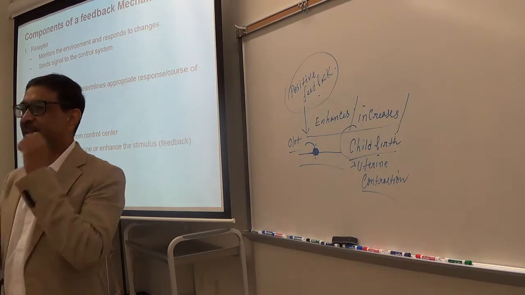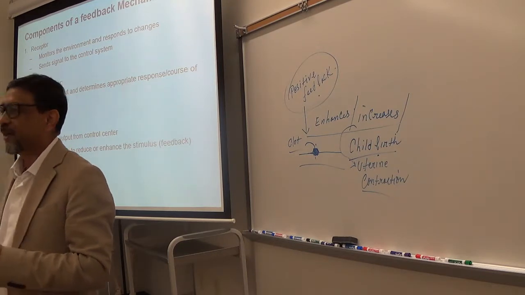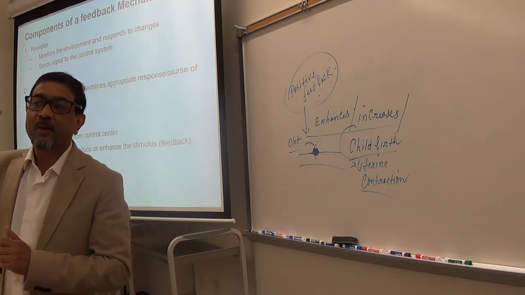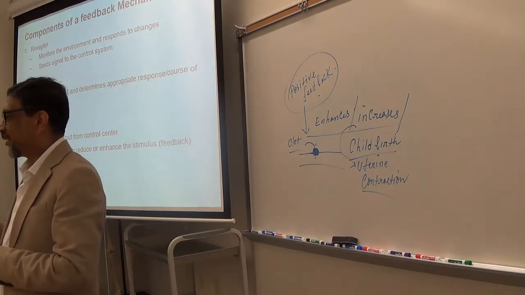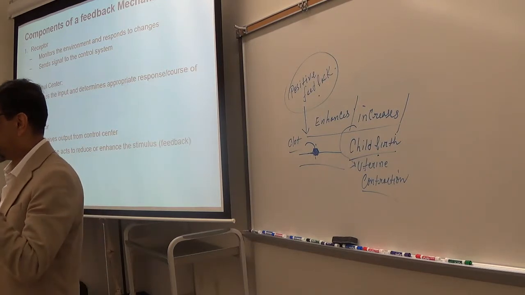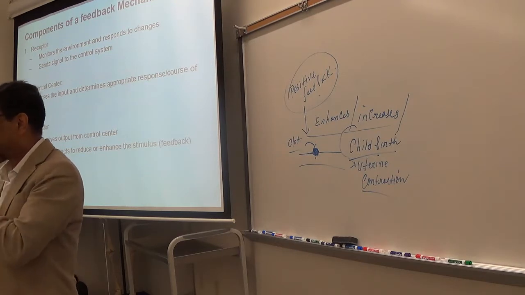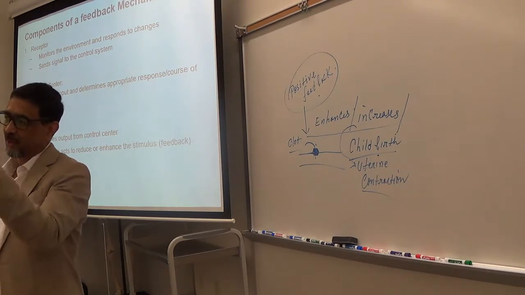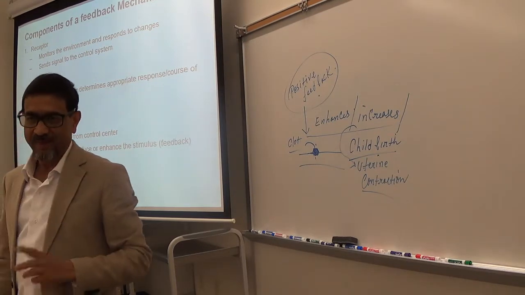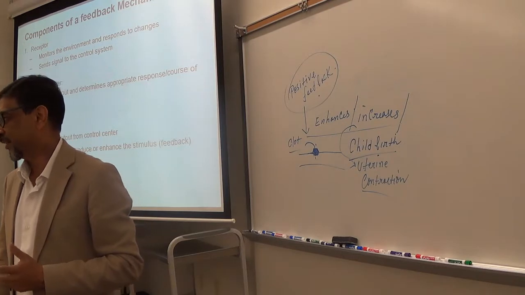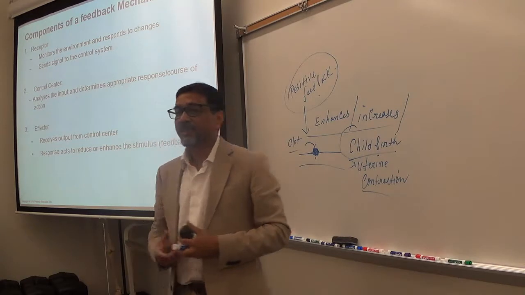Receptors detect the signal. Is it clear? Detect. And the control center does what? Interprets, right? How much increase or how much decrease or how much signal should be sent to the sweating. Make sense? And the control center will also send a signal to the effector, which will perform the action. In this case, the sweat glands will get the signal. So those are three components.